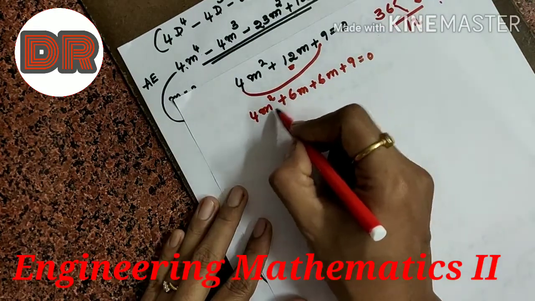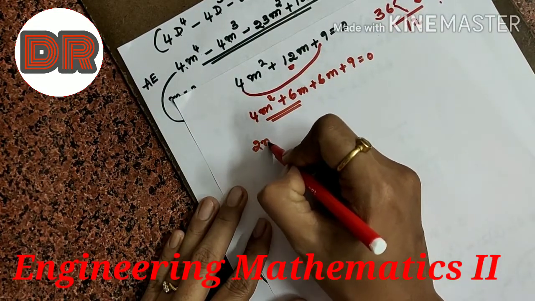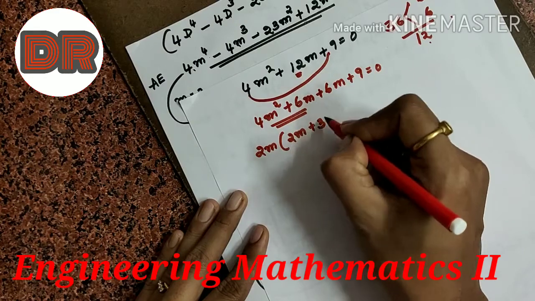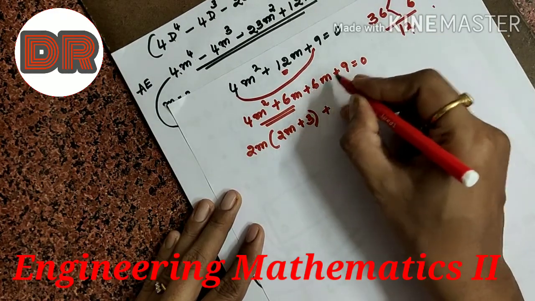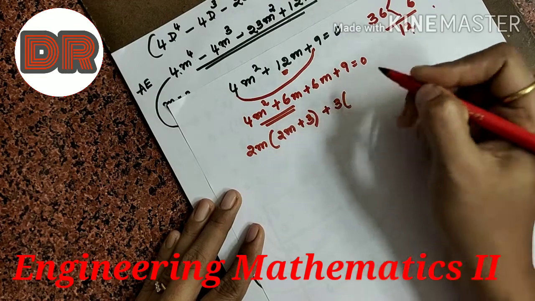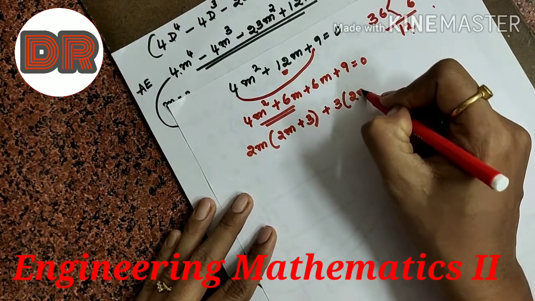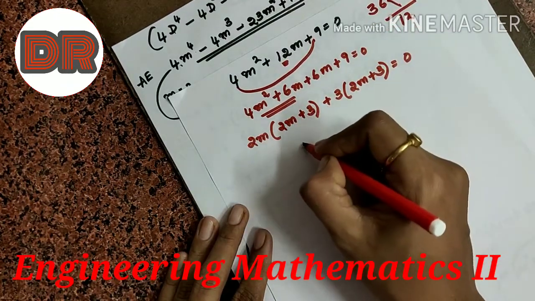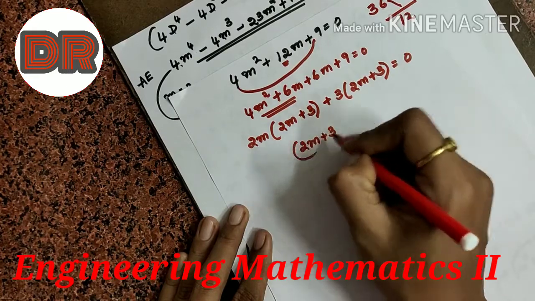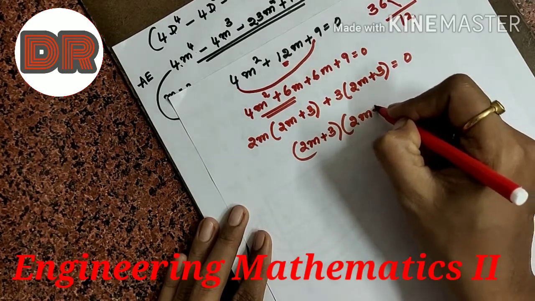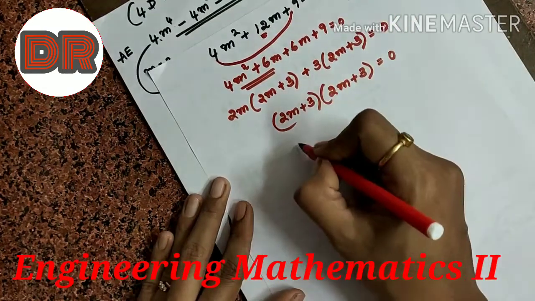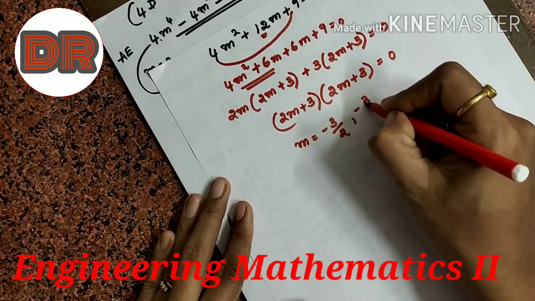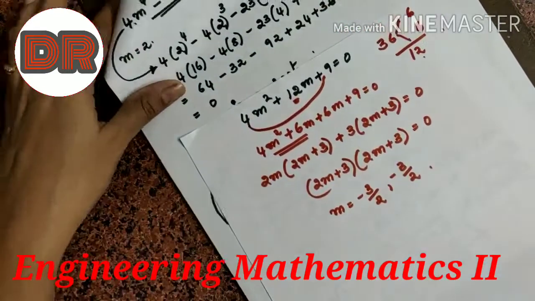Then you factorize. So from these two, 2m can be taken out. So here it is 2m plus 3. And from this, 3 can be taken out. So we have 2m plus 3 into 2m plus 3 is equal to 0. So we have two roots from this, m is equal to minus 3 by 2 and also m is equal to minus 3 by 2. So altogether we have 4 roots.